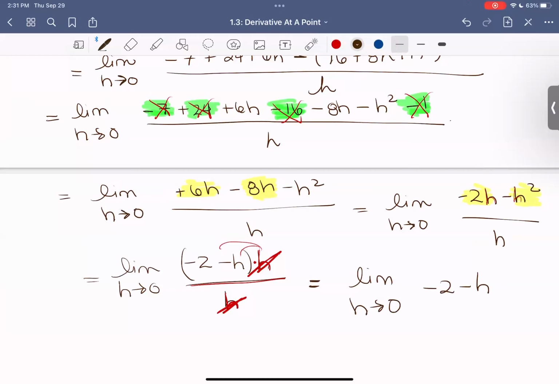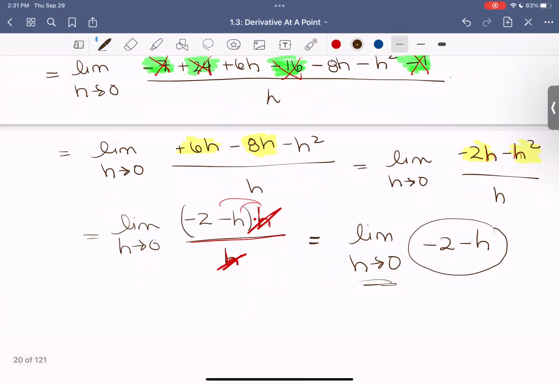So now we can take a step back and analyze that. We see now that there's no problem with plugging in h equals 0, meaning the limit of -2 minus h, as this h gets really, really small, close to 0, this entire number just goes to -2. So this limit is equal to -2.